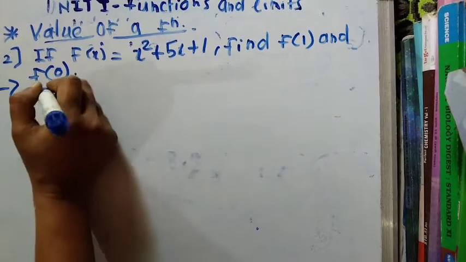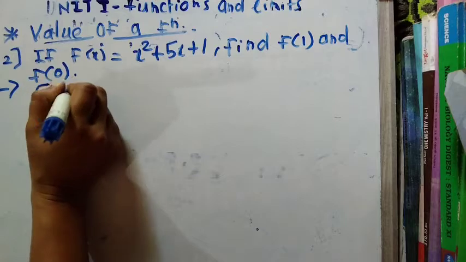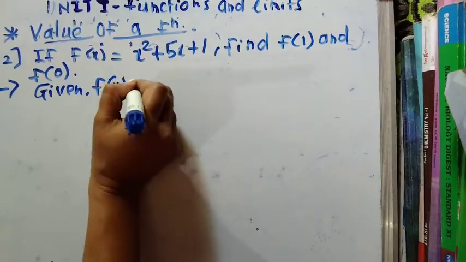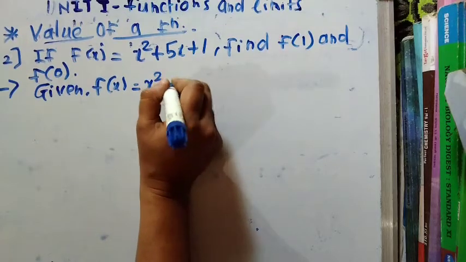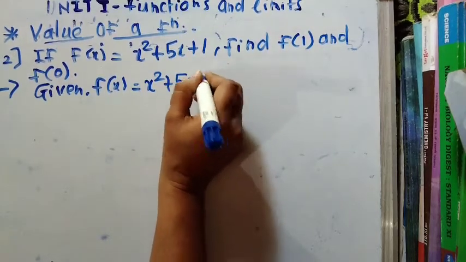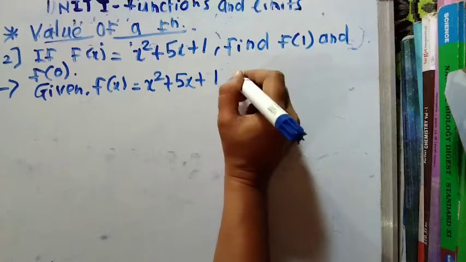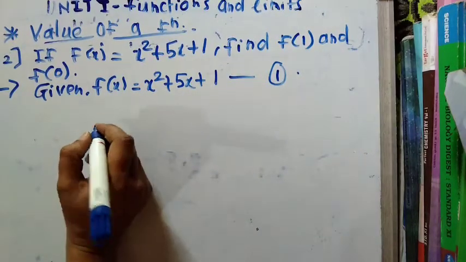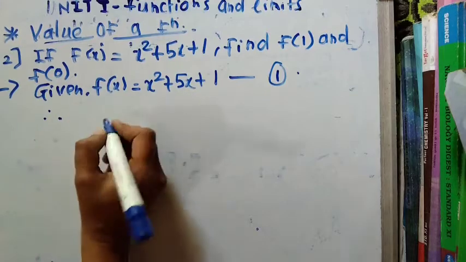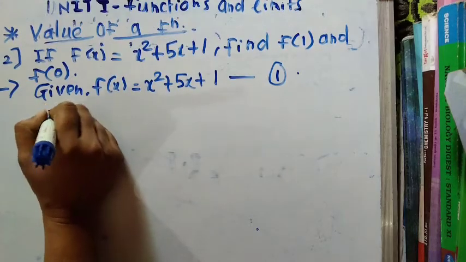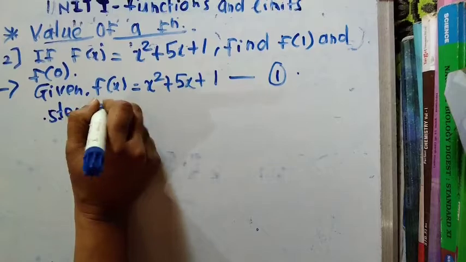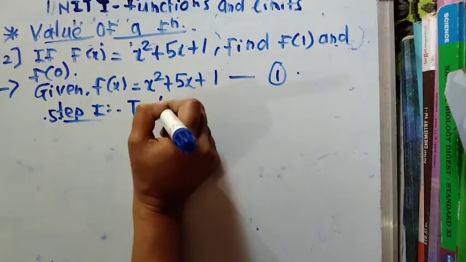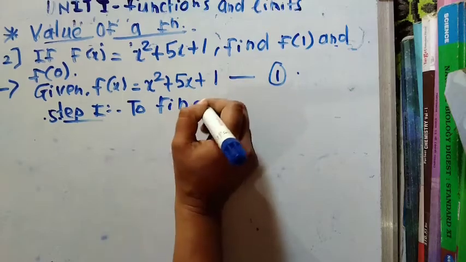So first, given that f of x is equal to x square plus 5x plus 1, this is the first equation. Then step first, to find f of 1.